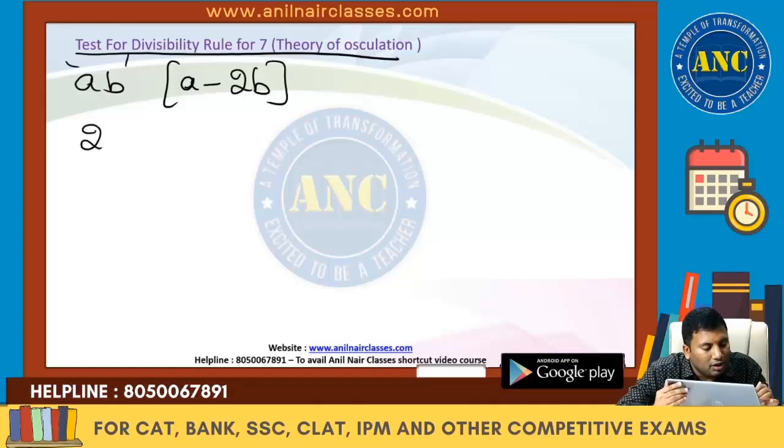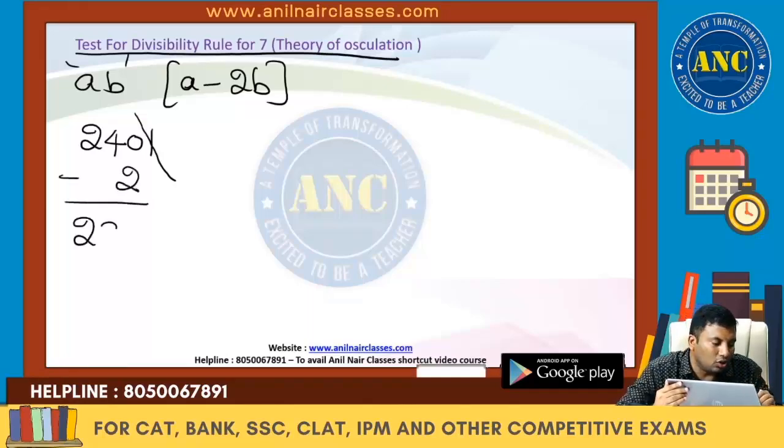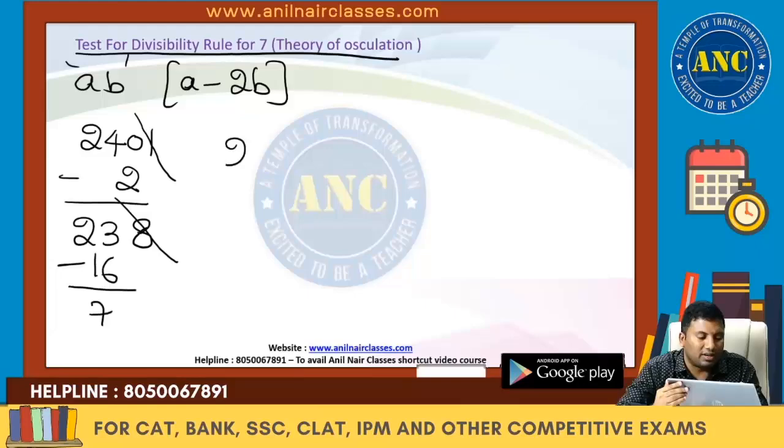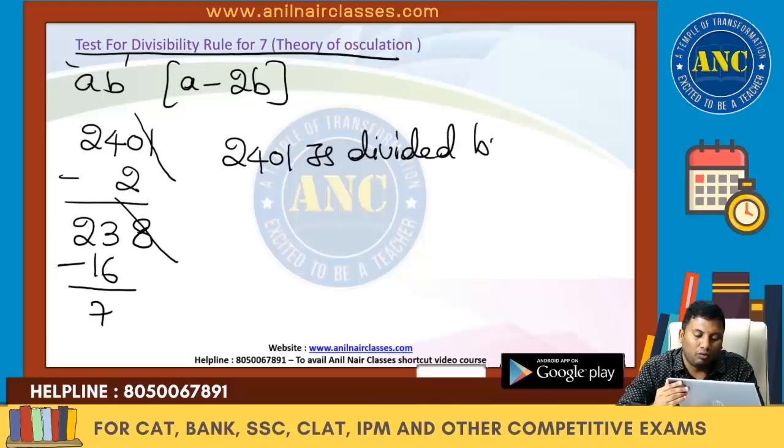For example, 2401. Take the unit digit, double it, 2. Subtract it from the remaining part, 238. Continue the process till you get a smaller number. Take the unit digit, double it, 16, and 23 minus 16 is 7. 7 is divisible by 7. That means 2401 is divisible by 7. I hope the idea is clear.